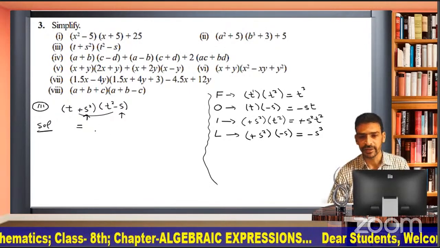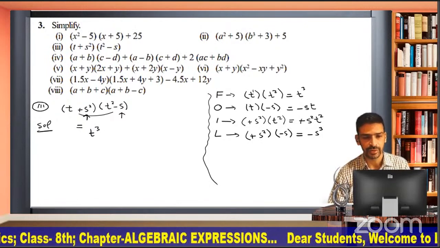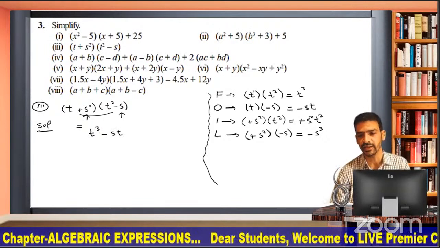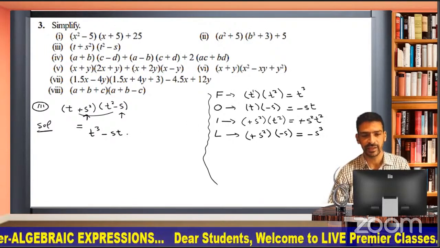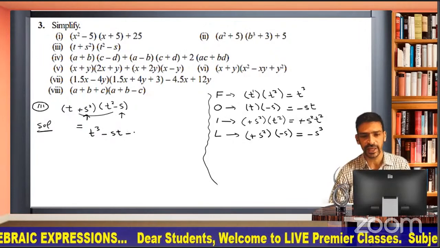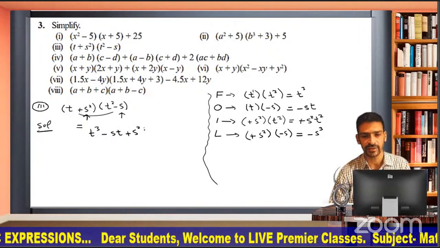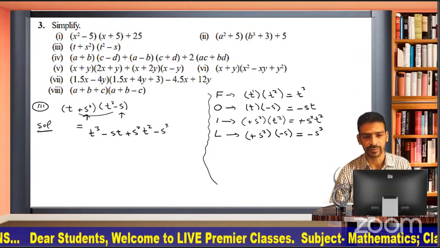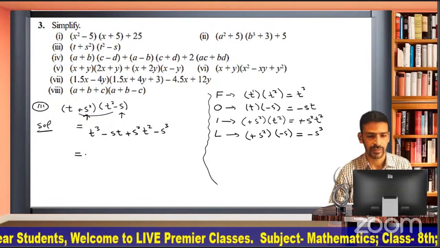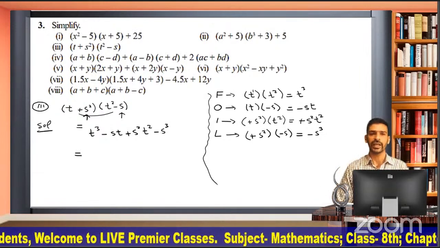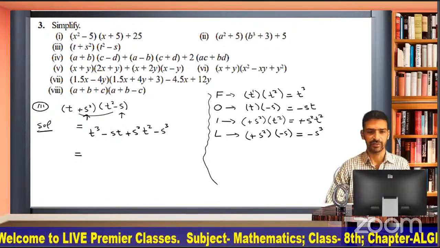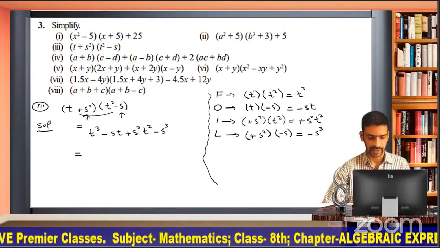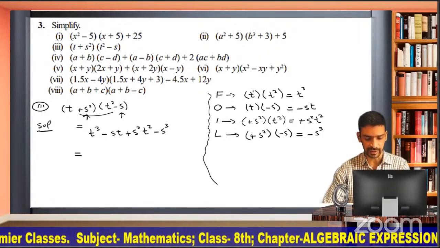So we have t cube minus st, ठीक है, आप यहां देखिए, minus st, then we have plus s square t square and minus s cube. This is the answer. We arrived at the solution of these expressions. इनका प्रोडक्ट हमने किया, we have arrived at conclusion.